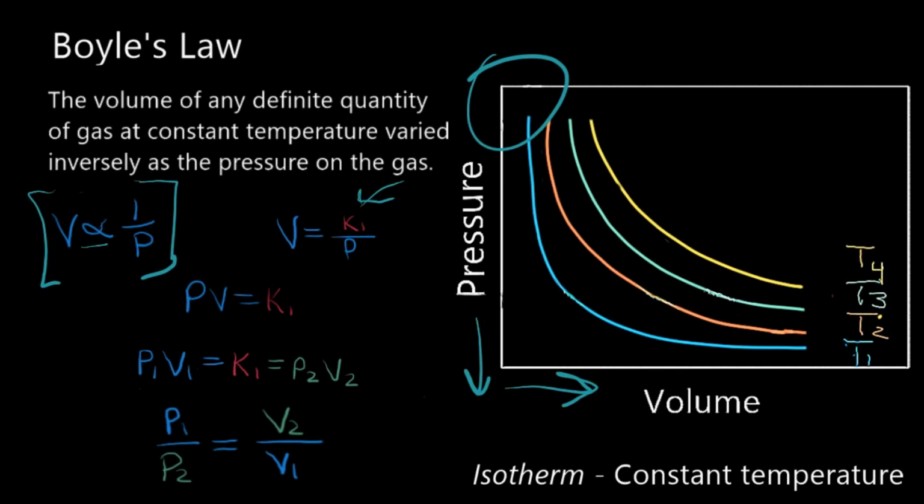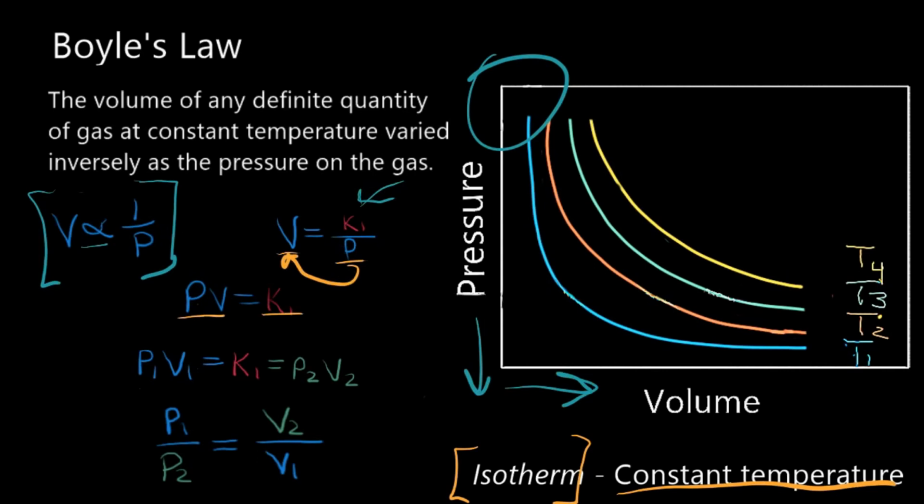In order to get this relationship, at least experimentally, we need to use what is called an isotherm, where we hold a constant temperature throughout the experiment to get a relationship of our volume and pressure. If we take this a little bit further and multiply by P, we get pressure times volume is equal to our constant.